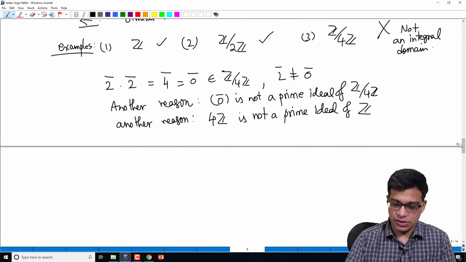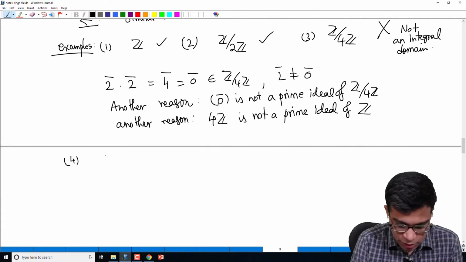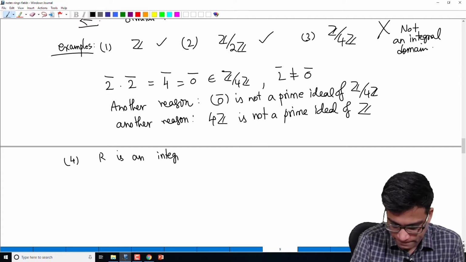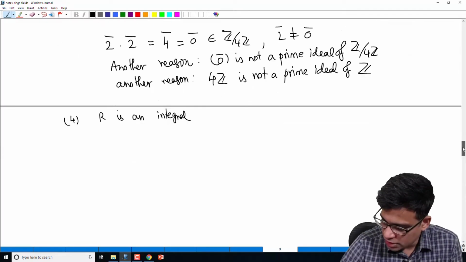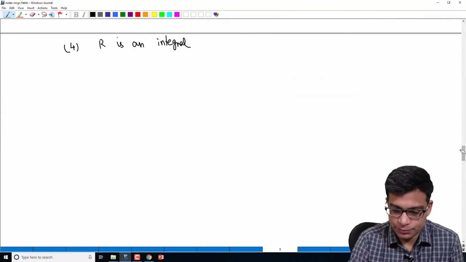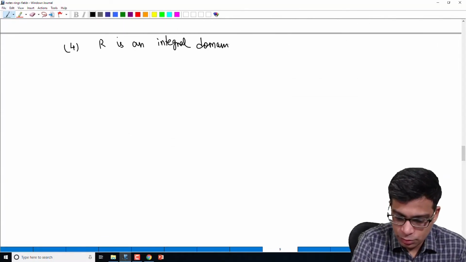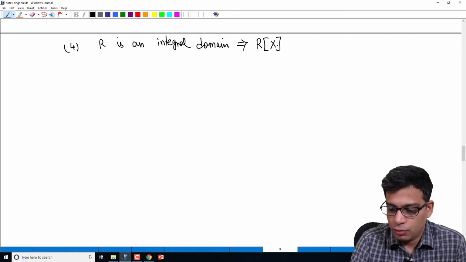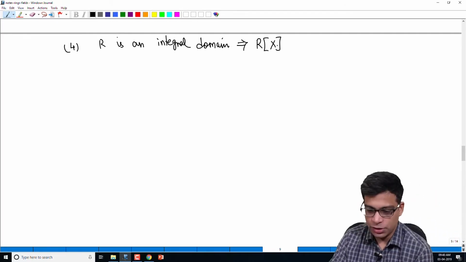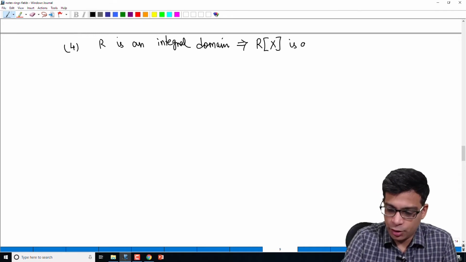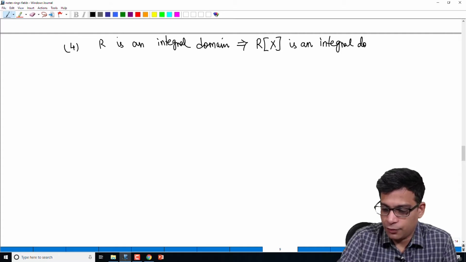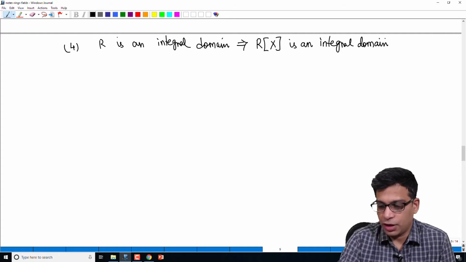So some other examples. Fourth example: if R is an integral domain, so let's say R is an arbitrary integral domain, then I claim that the polynomial ring in one variable, or in fact any number of variables over R, is an integral domain. This requires a little bit of work, but it's not difficult at all.